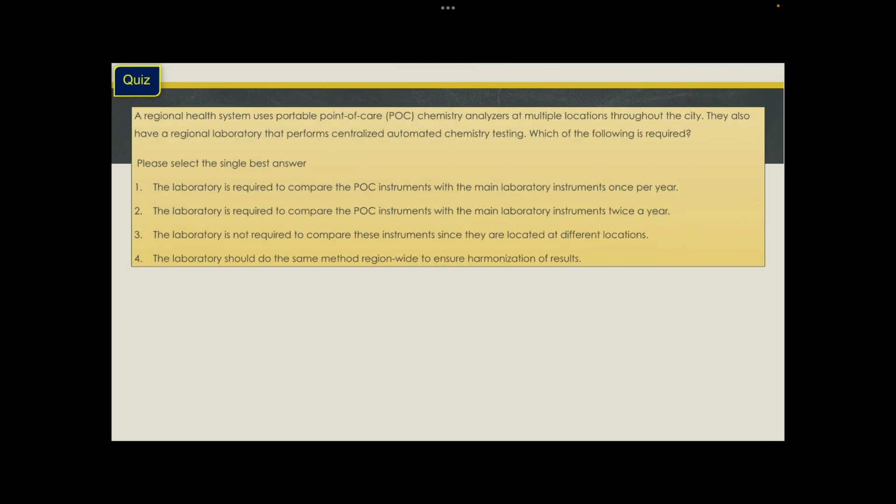A regional health system uses portable point-of-care (POC) chemistry analyzers at multiple locations throughout the city. They also have a regional laboratory that performs centralized automated chemistry testing. Which of the following is required? Please select the single best answer. 1. The laboratory is required to compare the POC instruments with the main lab instruments once per year. 2. The laboratory is required to compare the POC instruments with the main lab instruments twice a year. 3.